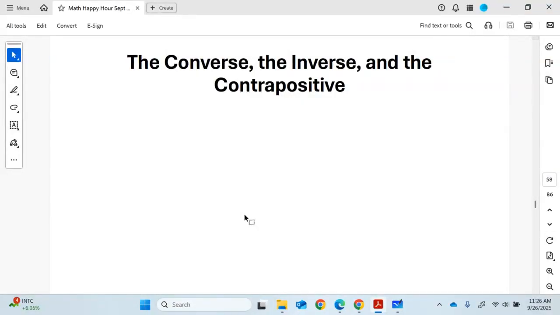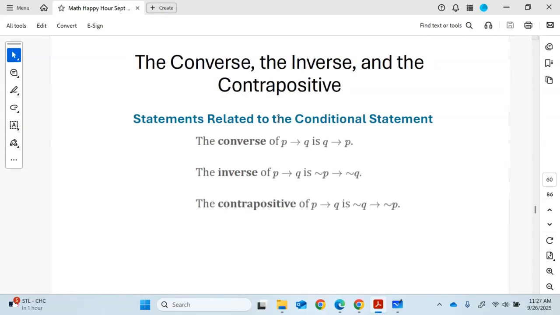Now, all of those were equivalent things. The next ones are other ways, other statements that we can create. The first ones are called the converse, the inverse, and the contrapositive. If you have a conditional statement, you can create 3 more, which are these 3. These are kind of like the related statements.